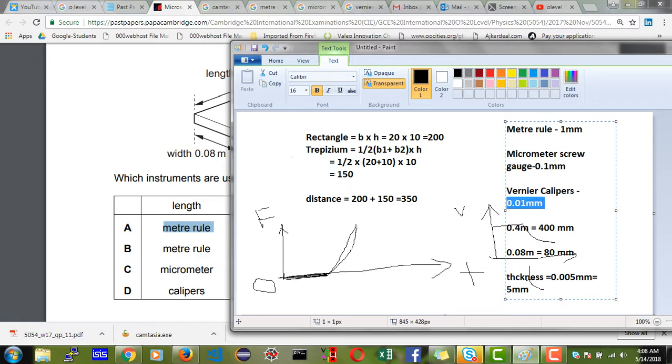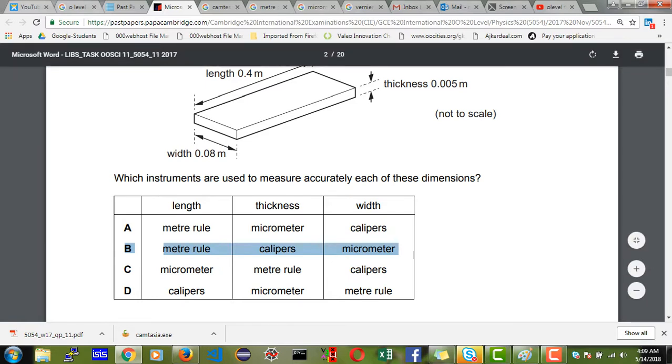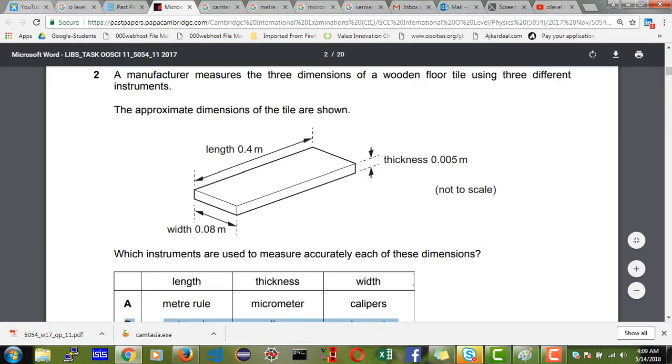So the answer must be: for length we use the meter rule, for thickness we will be using calipers, and for width we will be using the micrometer. So the answer will be B. I repeat again, for length we will use the meter rule, for thickness we will use the vernier calipers, since it requires the smallest precision, and width must be measured with the micrometer. So the answer will be B.